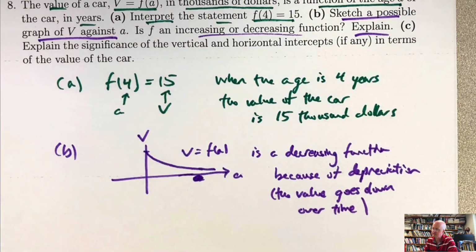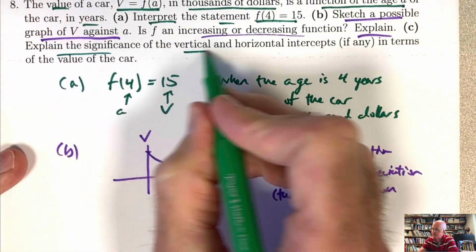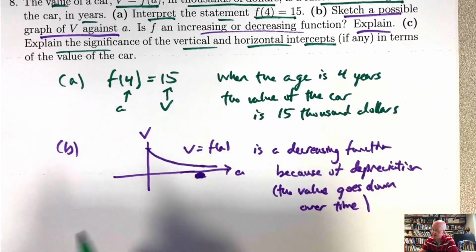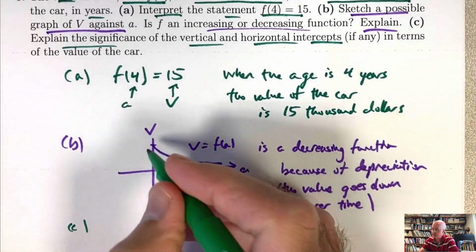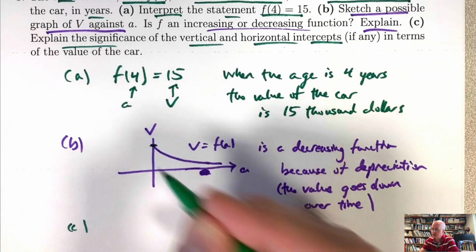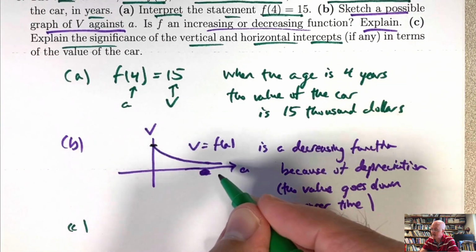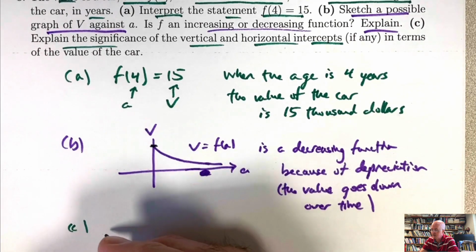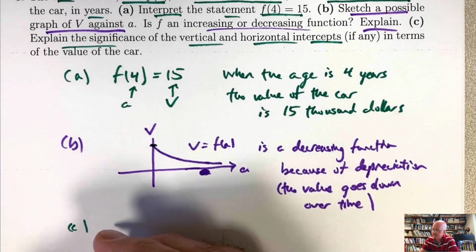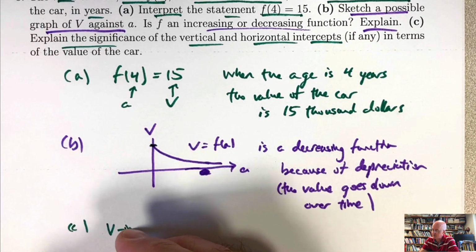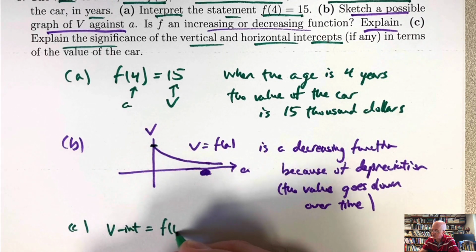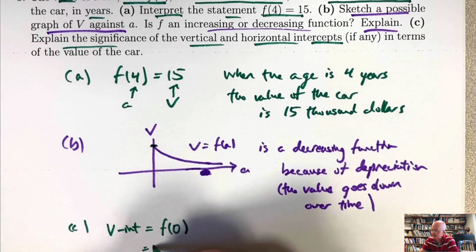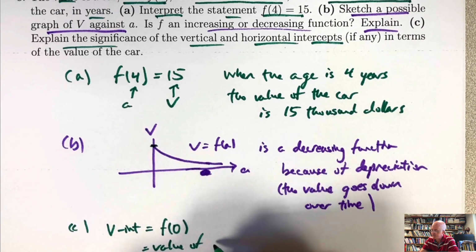Part C. Explain the significance of the vertical and horizontal intercepts, if any, in terms of the value of the car. Well, the vertical intercept, where it crosses the v-axis, is its value when a is 0. There definitely would be a vertical intercept. The V-intercept, which is the vertical intercept, is the value of the function when a is 0. That's the value of the car when it is new.